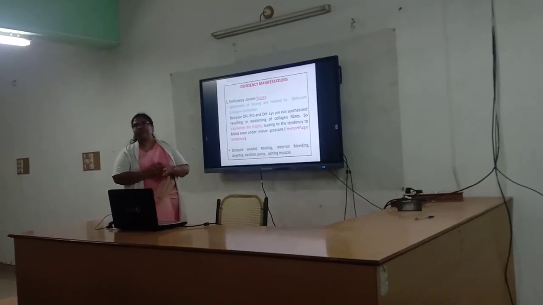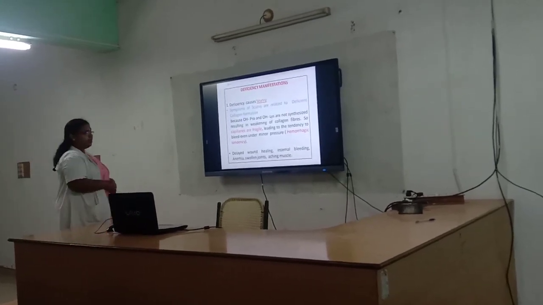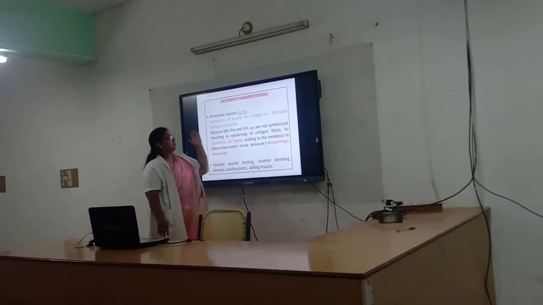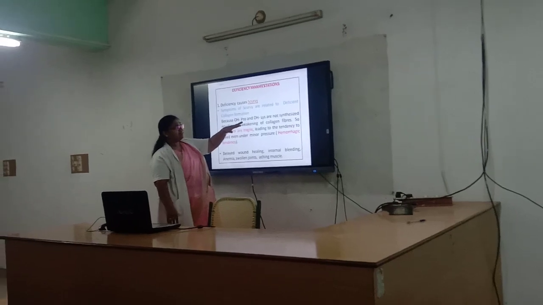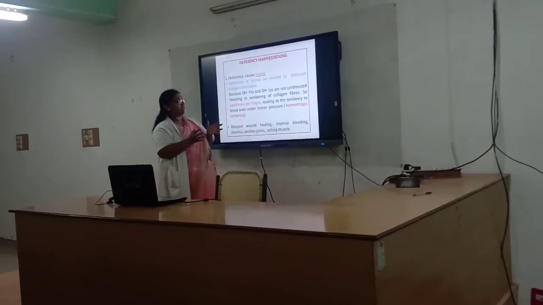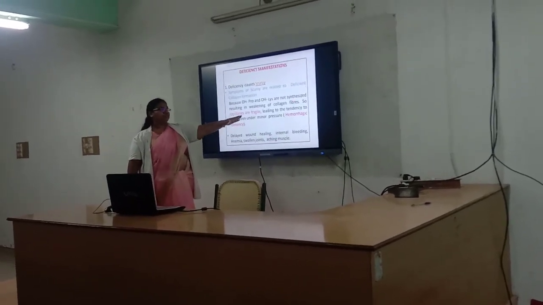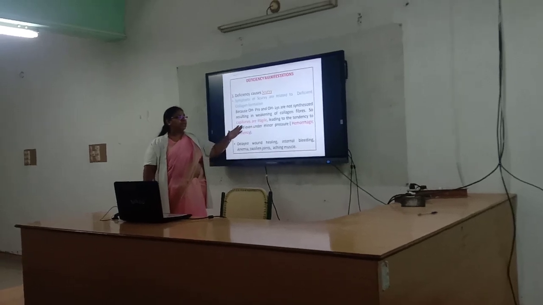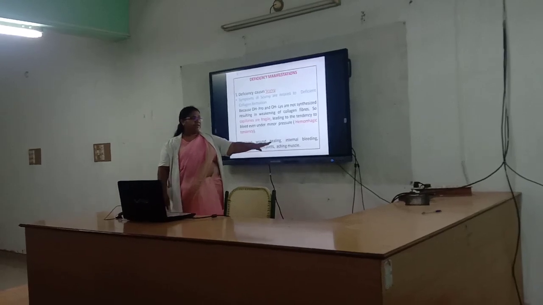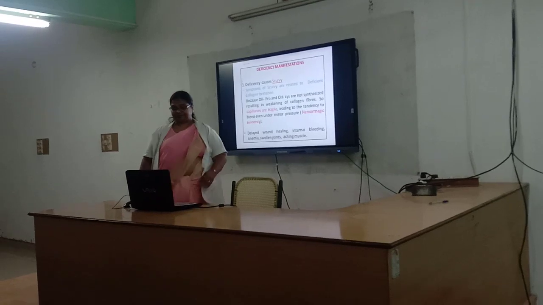Coming to the deficiency part, the major deficiency of vitamin C is scurvy. The symptoms of scurvy are related to deficient collagen formation, because the hydroxylated forms of proline and lysine are not synthesized, which results in the weakening of collagen fibers. So the capillaries become fragile, which leads to a tendency to bleed even under minor pressure. There is delayed wound healing, internal bleeding, anemia, swollen joints, and aching muscles.